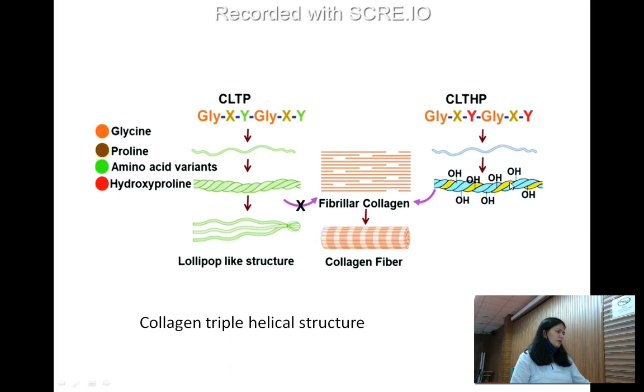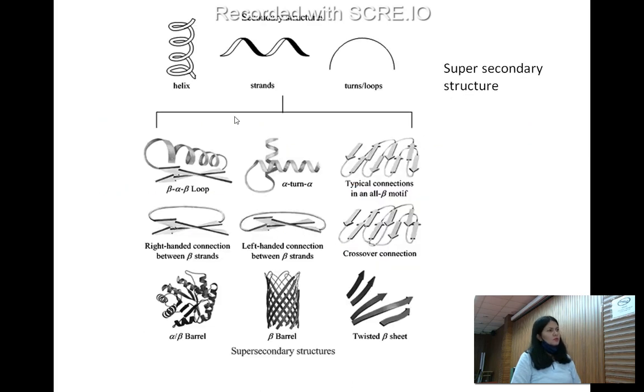Clear? So what type of structure does collagen have? It has a triple helical structure. Clear? And the amino acid sequence present in the collagen structure is glycine, X, and Y. X may represent proline or hydroxyproline, and Y can be any amino acid. Clear? Okay. We will go to the super secondary structure.